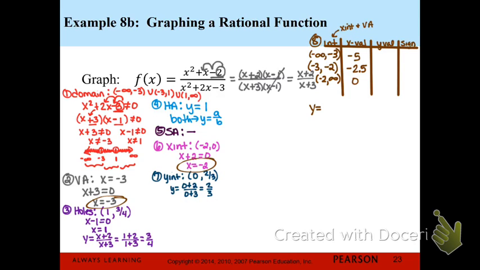So, I'm going to plug in negative 5. So negative 5 plus 2 over negative 5 plus 3. So negative 3 over negative 2, which is positive 3/2. And we said it's positive. Plug in your negative 2.5.